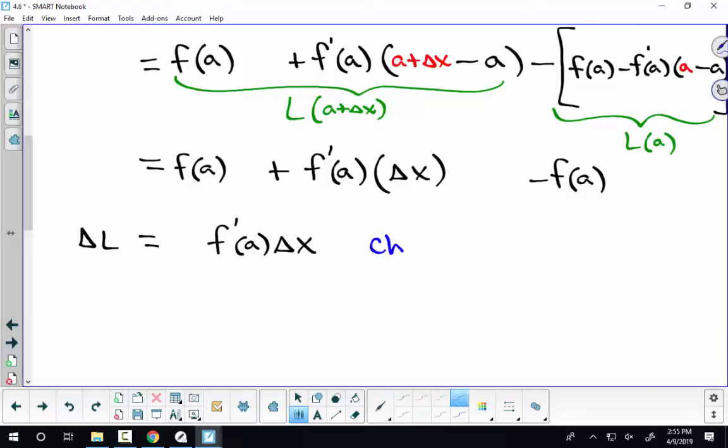The change in the linear approximation. So remember, the linear approximation approximates the function. So if we say that that's the change in the linear approximation, then what that's going to give us is an approximate change in the function. Is everyone cool with that?